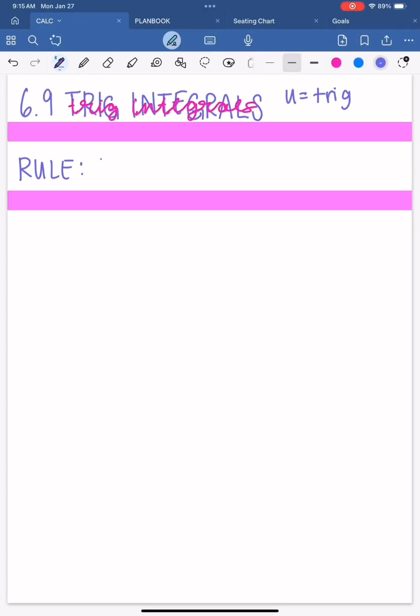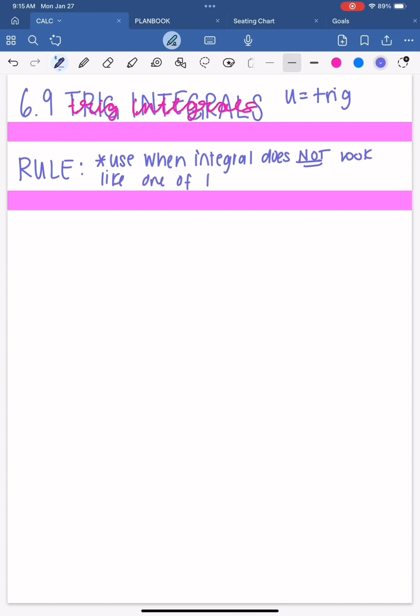Today we're going to talk about trig integration, where u is an actual trig function and not just the angle. So how do we know when to use this? We're going to use it when the integral does not look like one of the 6 trig integrals that I told you have to memorize.